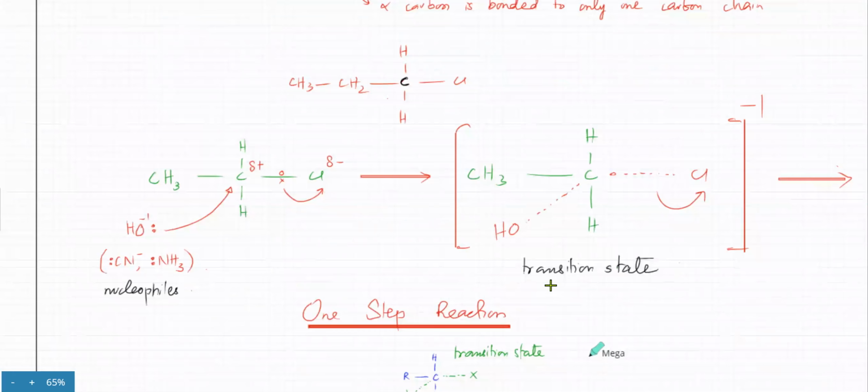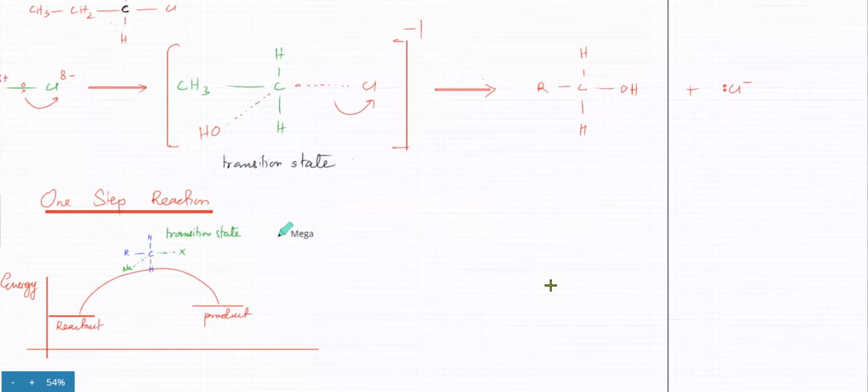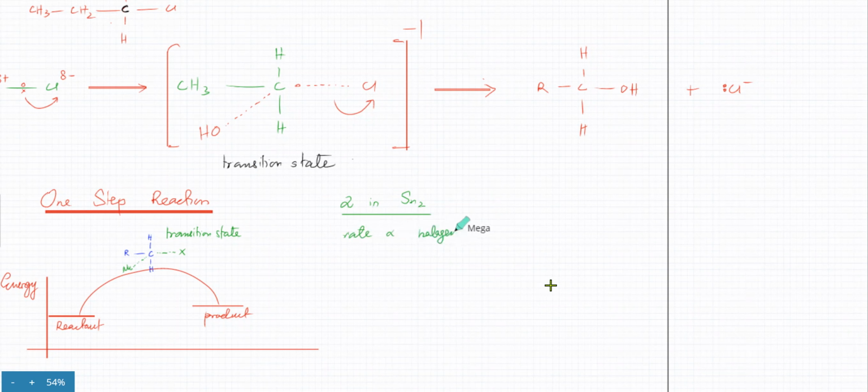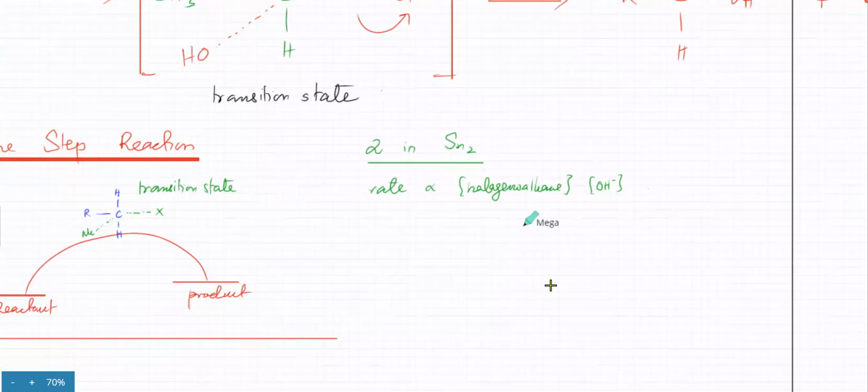The reason why it's called 2 is that the rate of the reaction depends on both reactants. So why is there a 2 in SN2? The reason there's a 2 is that the rate of the reaction depends on the halogenoalkane because it's a one-step reaction. So it depends on the concentration of the halogenoalkane plus the concentration of the nucleophile, which in this case is our OH nucleophile. So the rate depends on both reactants.